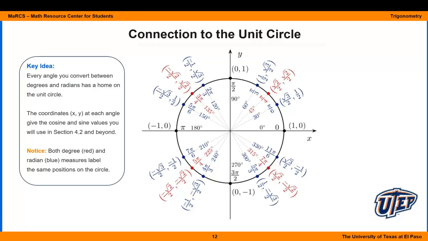Every angle we measure corresponds to a point on the unit circle. The unit circle is a circle with radius 1 centered around the origin. Each angle determines a point on the circle. The coordinates of that point are cosine theta, sine theta. So the x-coordinate gives cosine, and the y-coordinate gives sine. On the diagram, you can see that both degree measures and radian measures label the same positions on the circle. This connection between angles, coordinates, and radians will become extremely important when we study trigonometric functions.